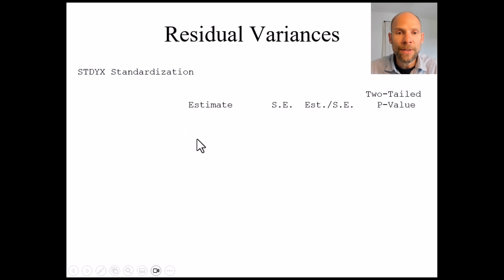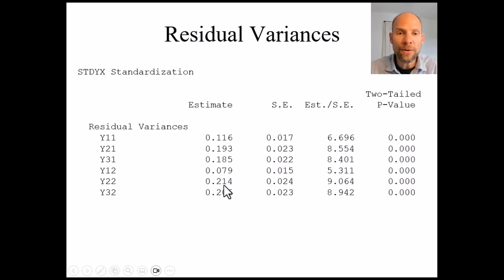And so the residual variances give us, first of all, a sense for the unreliabilities of the observed variables. So in Mplus, the standardized residual variances that you find here under estimate give you 1 minus R squared, or 1 minus reliability for the observed variables. And so this shows you that only between 7.9% and 21.4% of the variance in the observed scores is error variance.